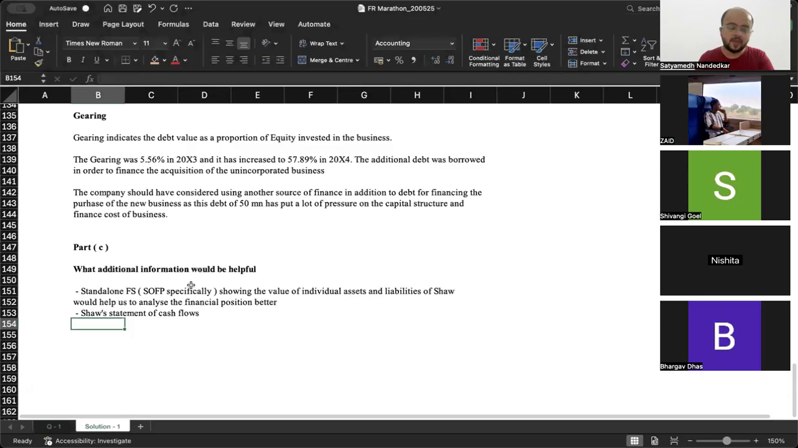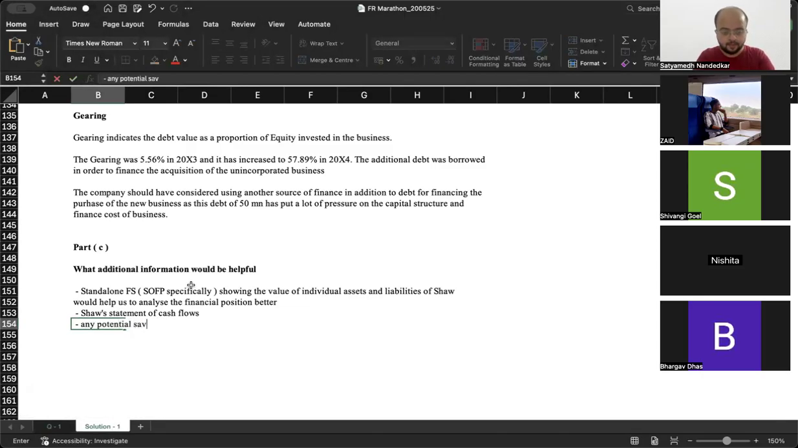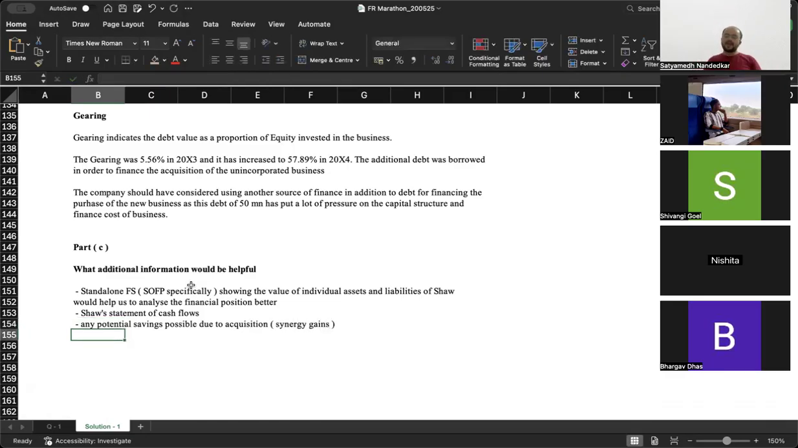That is also another piece of information. Any potential savings possible due to acquisition? उसके बारे में लिखो. This is basically called synergy gains. This can always be a point, कि अगर two companies are getting combined, is there a cost saving that we are looking at? उसका impact अपने को समझना पड़ेगा. So details about that potential saving, that could also be a useful piece of information.